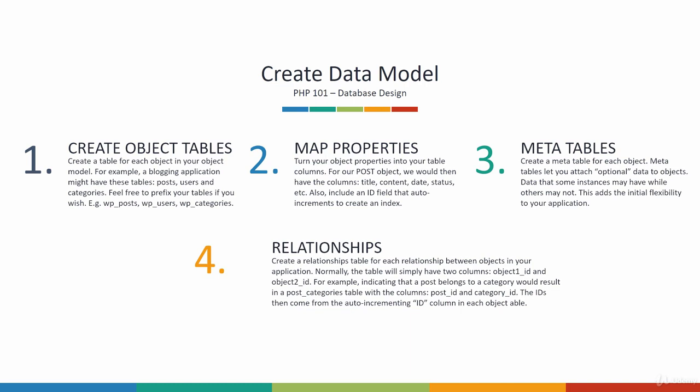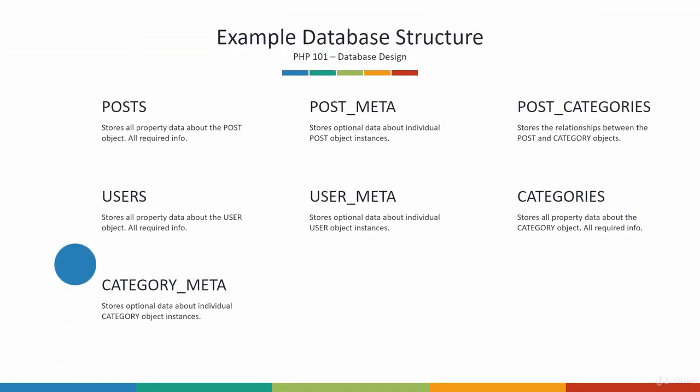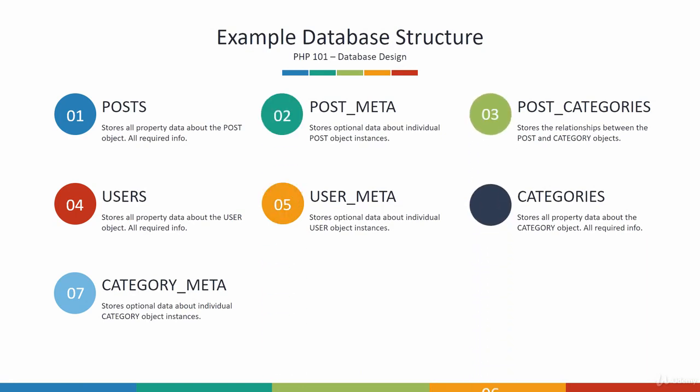Create the object tables, map the properties, create your meta tables and the data that would go in those, and then create your relationships tables. All right, so here's an example of a database structure that you might see. You would have a post meta and a post categories table. Post is obviously an object table, post meta a meta table, and then post categories is a relationship table tying posts to categories. Then user and user meta, and then categories and category meta. And so that's an example of a database structure that you might see for a simple blogging application.